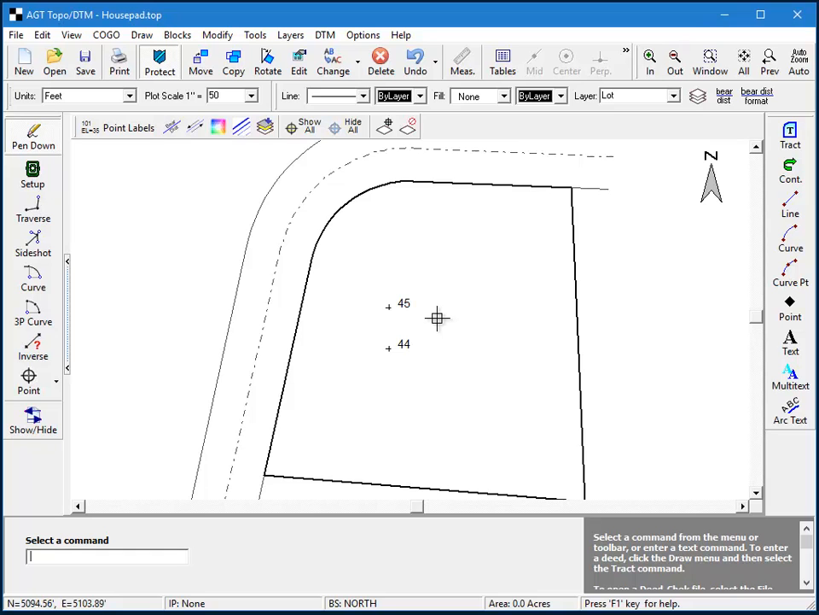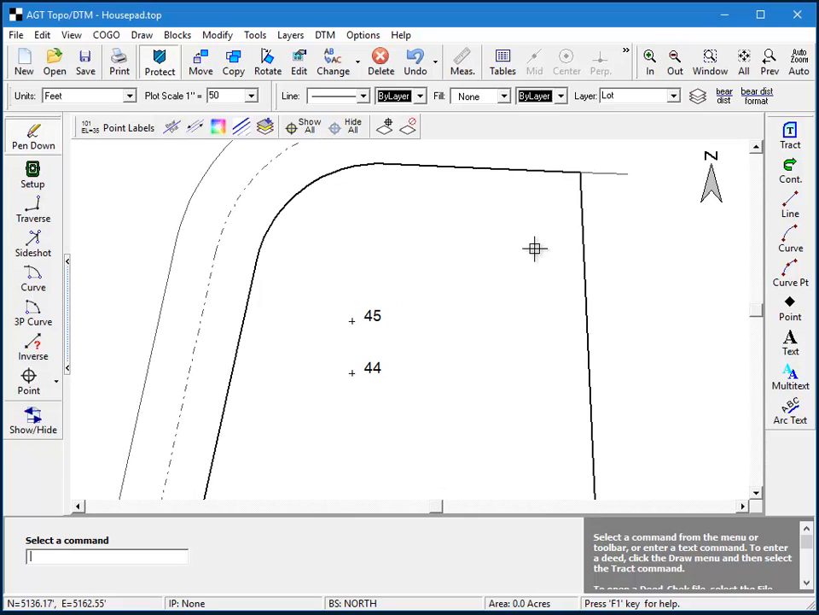In the previous videos on angles and bearings, I showed you a variety of ways that horizontal angles can be entered, but there's yet another method that you can use which is particularly handy for drawing structures. Here I have a lot, and points 44 and 45 represent two corners of the house that have already been located. Now I want to draw the rest of the house.